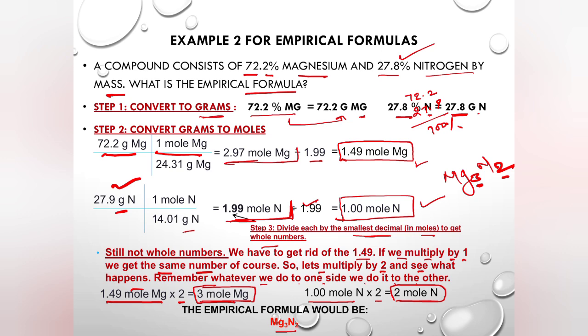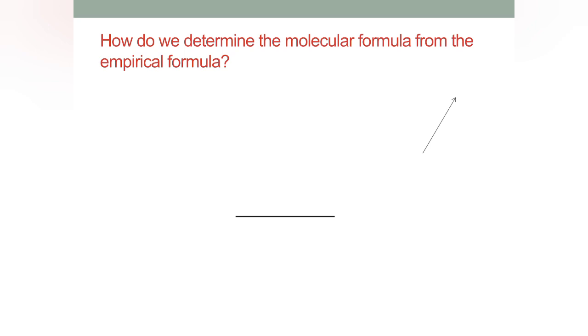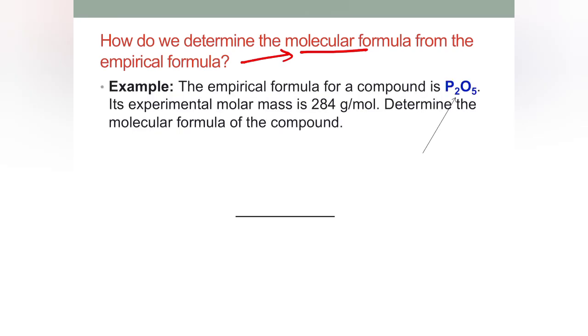Now we proceed to example number 3. How do we determine the molecular formula from the empirical formula? In examples 1 and 2, we got the empirical formula from the percentage composition given. Now we are getting to the approach of calculating the molecular formula from the empirical formula. The empirical formula of a compound is P2O5, the simplest ratio, with an experimental molar mass of 284 gram per mole. Determine the molecular formula of the compound.